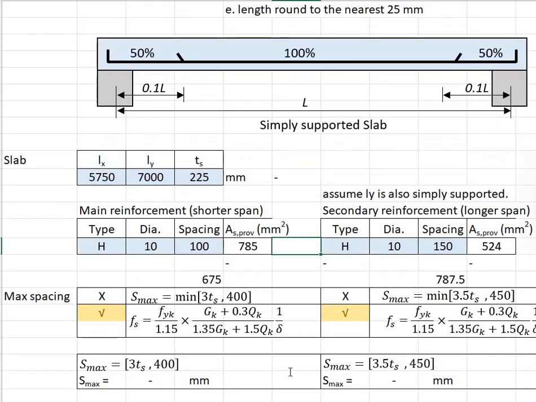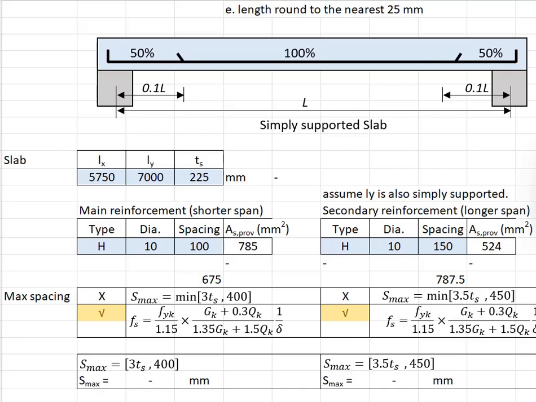How about the secondary reinforcement? We will do the same process here, also checking the maximum spacing and also checking the AS minimum. If either of them fails, you will stick with the same amount of reinforcement bar throughout without doing any curtailment.